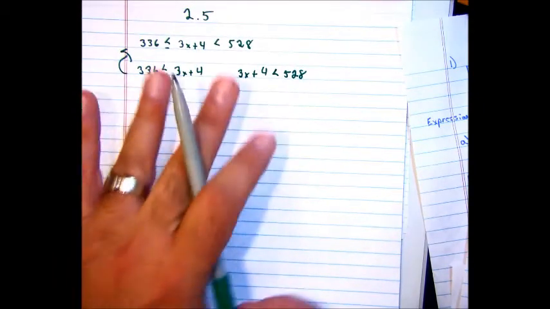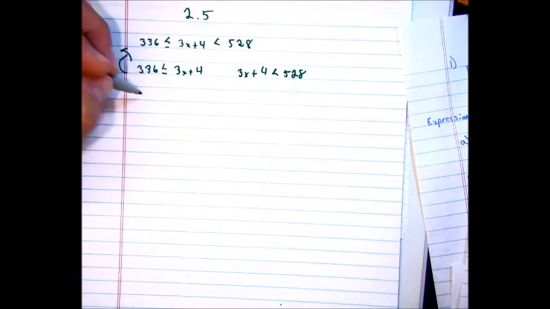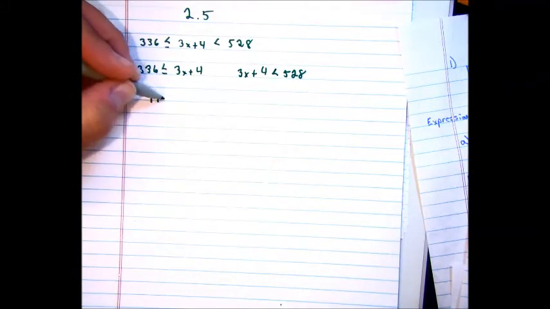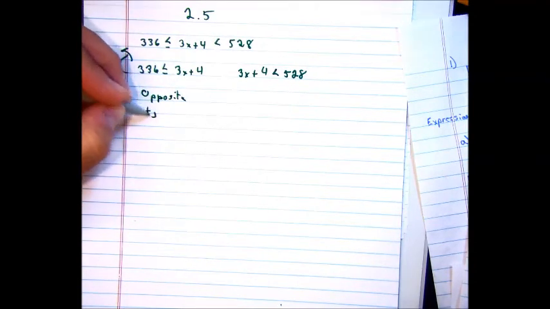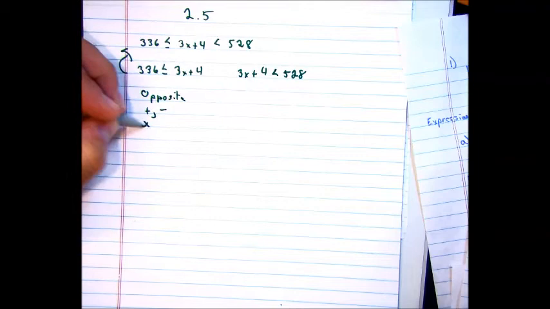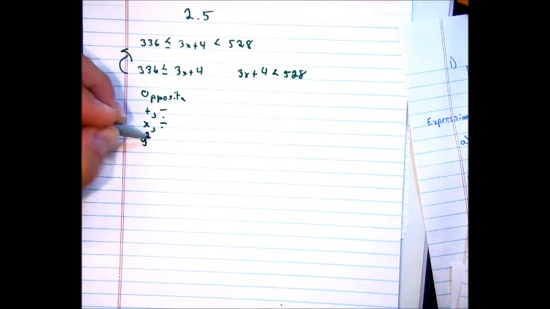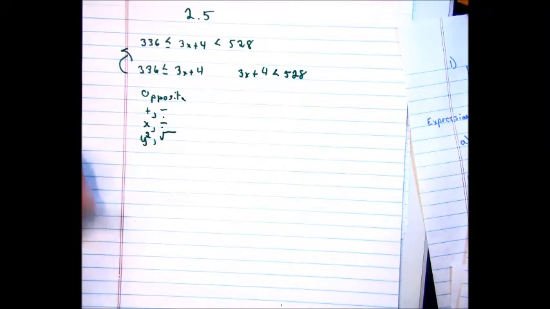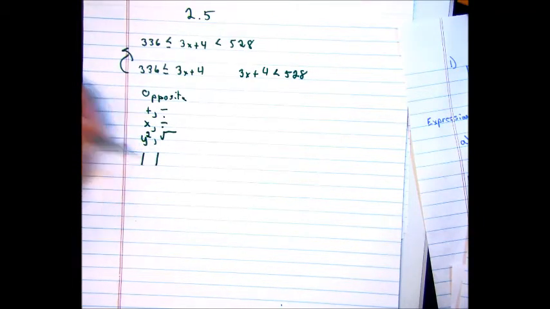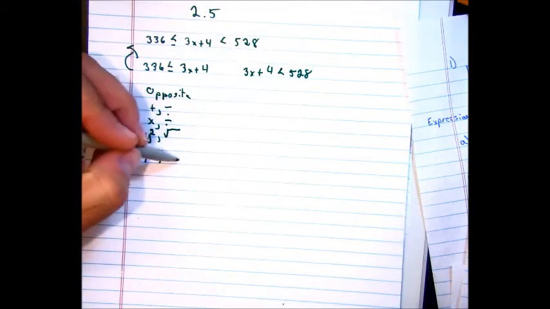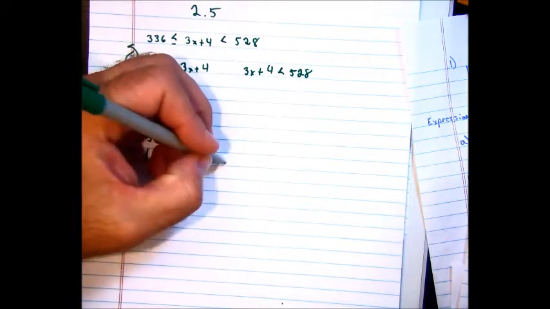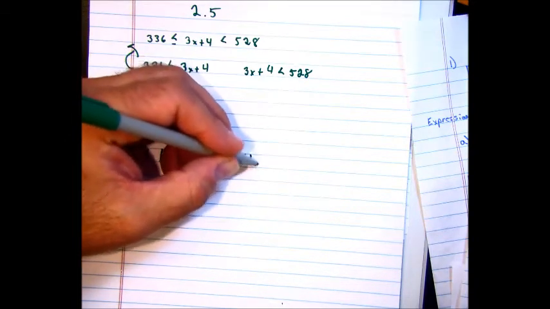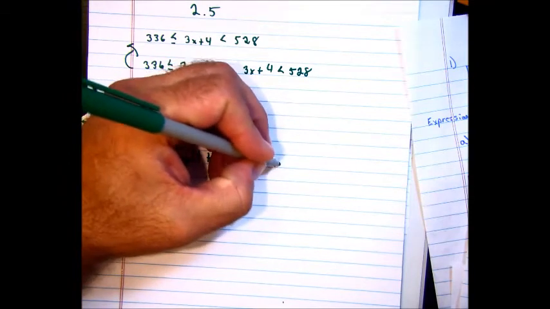Now 2.5 is another way of splitting the problem. You have to know your opposites. Okay, so we've been doing problem solving, and everybody knows the opposite of addition is subtraction. The opposite of multiplication is division. The opposite of squaring a number is to square root it. And then we're going to learn another one today. The opposite of absolute value means you split the problem into two.